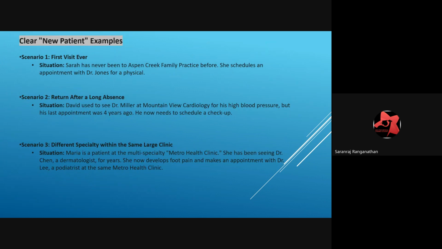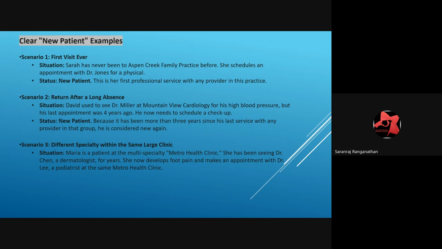Okay, in the same way we have some examples for new patients. If you see, Sarah has never been to Brent Creek Family Practice before. She scheduled an appointment with Dr. Jones. By default, it is going to be a new patient. Returning after a long absence: the second example is telling, after 4 years she is coming to the cardiology department in Mount View. Again, this is going to be a new patient.